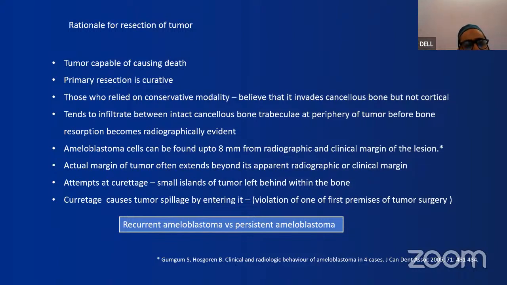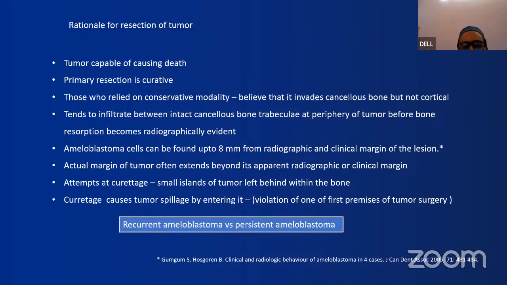Now, why is resection of the tumor best? Because it tends to cure the disease. Once the margins are adequate all around the tumor, there's very little chance that the tumor will recur.